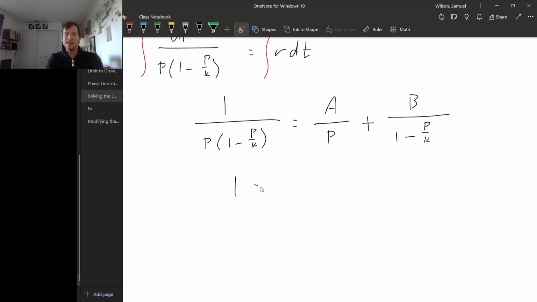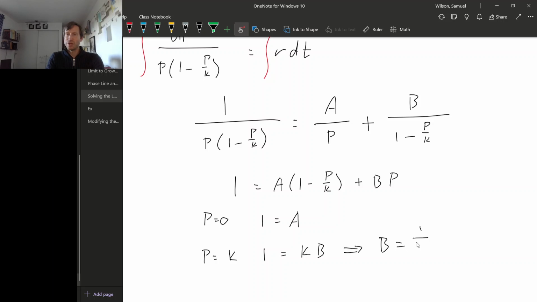So we get 1 equals a times 1 minus p over k plus b times p. Now when we plug in p equals 0, we get 1 equals, the b term goes away, we just get a. So now we know a. And when p is k, we get 1 equals, now the a term goes away, and we get k times b. So that means b is 1 over k.